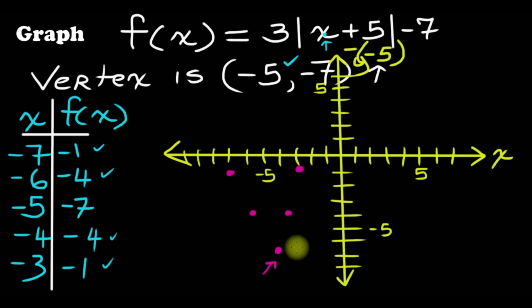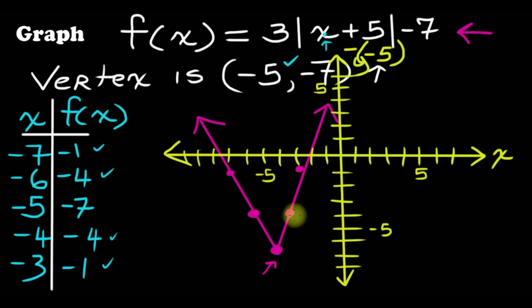We're going to use those to make the V shape, going like that and like that. It's not perfect, but that is the graph of this right here. As you can see, your vertex is at negative 5, negative 7, so it's down here. That's your vertex, and then you've got these points. That's how you graph an absolute value function.